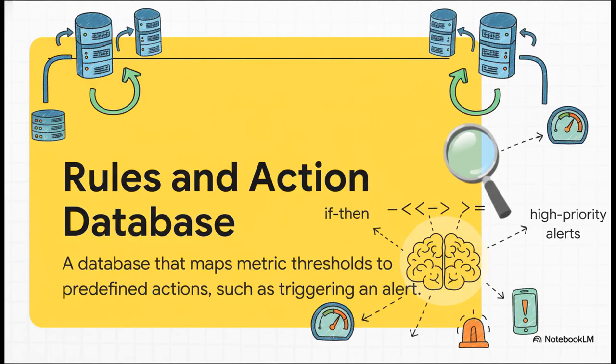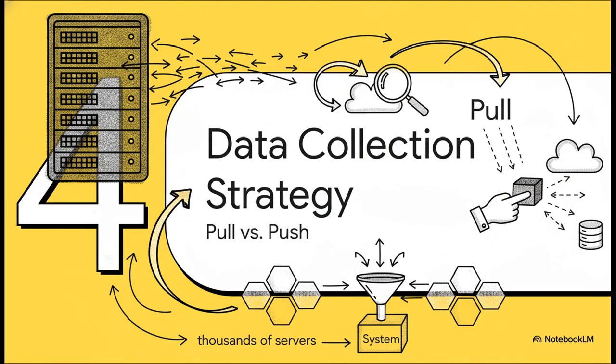But just collecting data isn't enough to actually prevent an outage. We need a system that can do something about it. That's where the rules and action database comes in. You can really think of this as the brain of our entire operation. It's what stores all the logic that maps a specific metric threshold to a predefined automated response. Something like, hey, if CPU on these critical servers goes over 90% for 5 minutes, trigger a high priority alert to the on-call engineer. Okay, so we have a place to store our data, and we have a brain to make decisions.